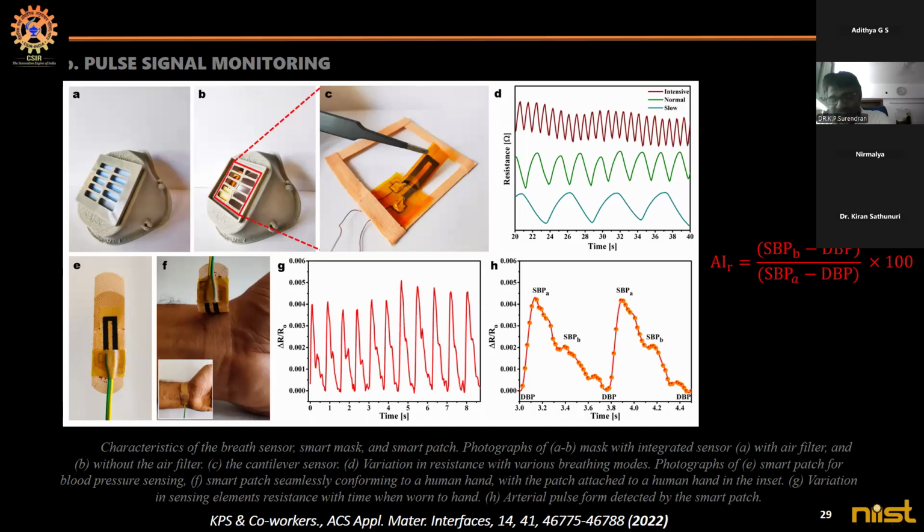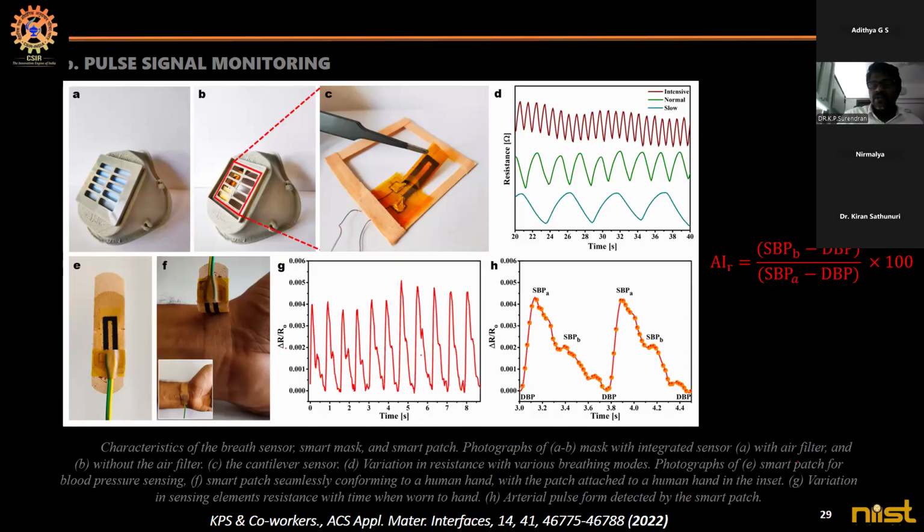Then we made this sensor to be attached to a special bandage, which is pasted over your radial artery, and you can see the accurate reading of our pulse during the systolic and diastolic contraction and expansion of your heart, which is reflected in the variation of pressure on your artery. So that is being accurately recorded.